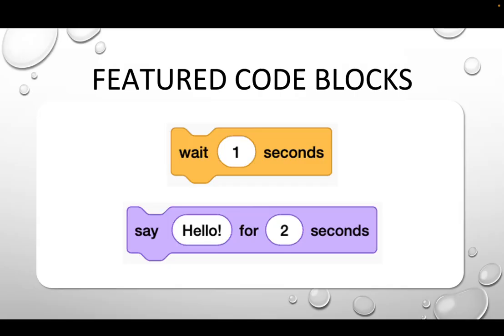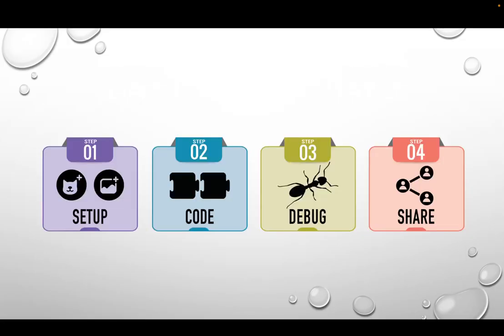So let's get started. The featured code blocks we're going to use today are our wait 1 second block and our say hello for 2 seconds. These blocks are really important when you're doing a dialogue because you don't want them to talk over each other and you want to give enough time for them to say what they're going to say. So what we're going to do is go through all our steps.